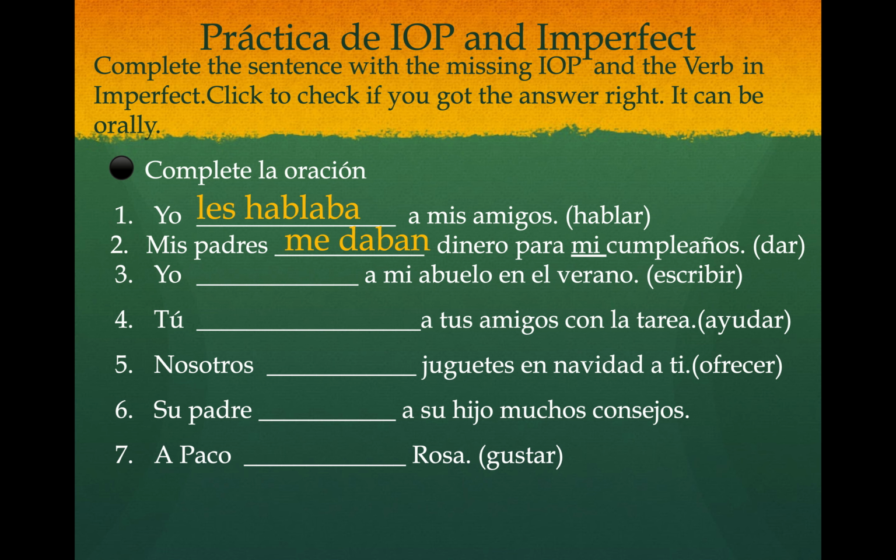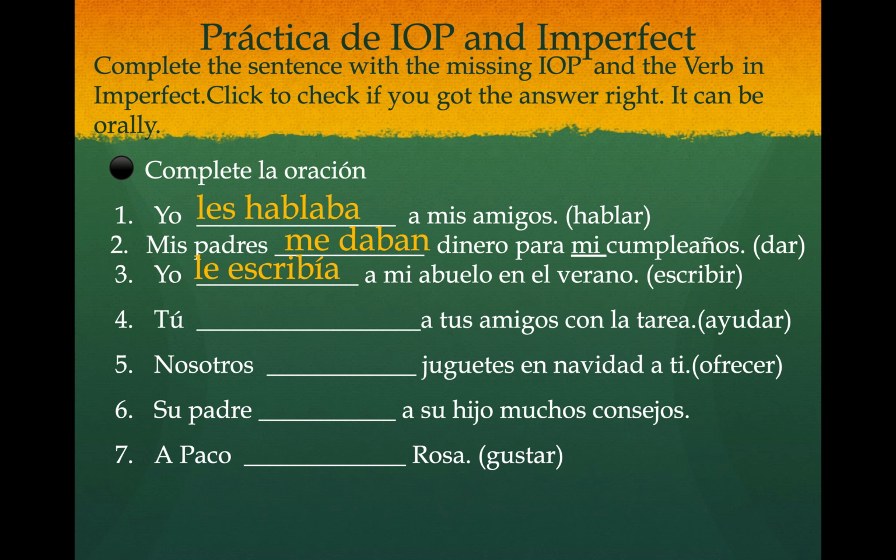Número 3, yo. And I always try to come up with the verb first, so I don't make a mistake in the verb conjugation. So in this case, número 3 is yo escribía. And now I'll go back and try to place the indirect object pronoun. What is the indirect object pronoun? I found the letter A and it says a mi abuelo, to my grandfather, which is singular and masculine. So I'm going to use le. So yo le escribía a mi abuelo.